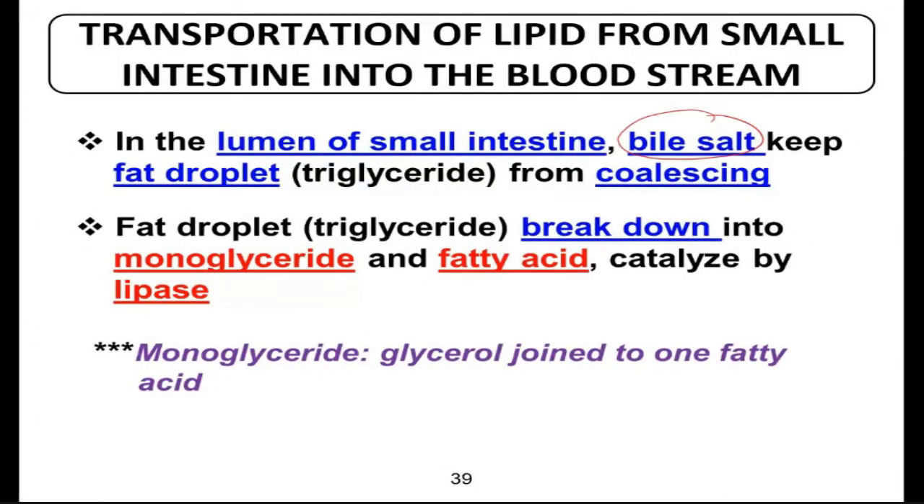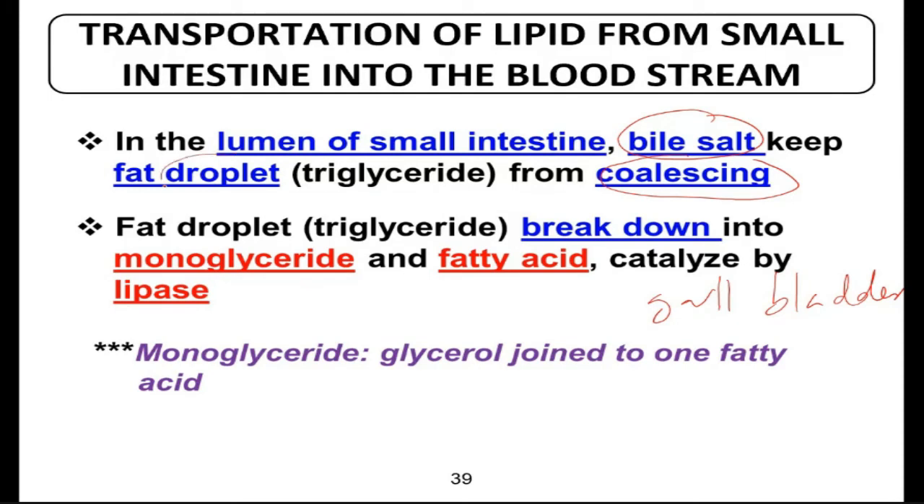Produced by our bile, bile duct. No, sorry. Bile apa nama? Gallbladder, sorry. Gallbladder. Okay. Gallbladder dekat dengan hati tu kan. So this bile salt, garam empedu ni, it will keep fat droplet from coalescing. Coalescing ni maksudnya bercantum-cantum lah.